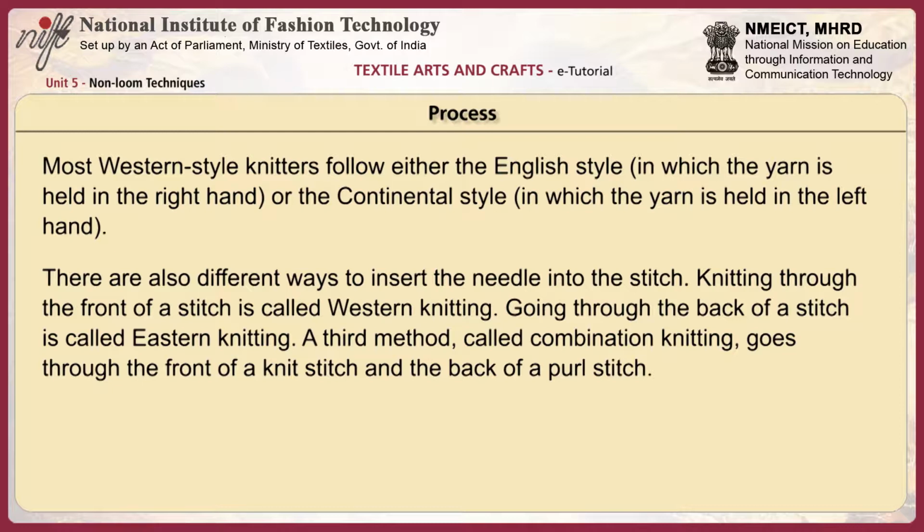Most Western style knitters follow either the English style, in which the yarn is held in the right hand, or the continental style, in which the yarn is held in the left hand. There are also different ways to insert the needle into the stitch. Knitting through the front of a stitch is called Western knitting. Going through the back of a stitch is called Eastern knitting. A third method called combination knitting goes through the front of a knit stitch and the back of a purl stitch.